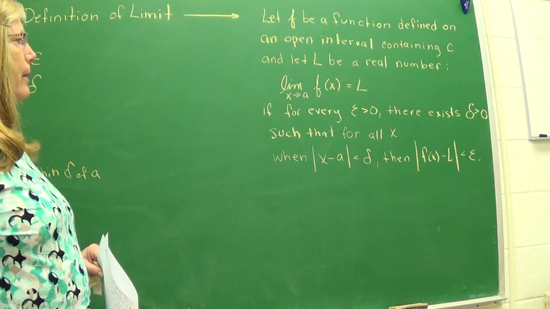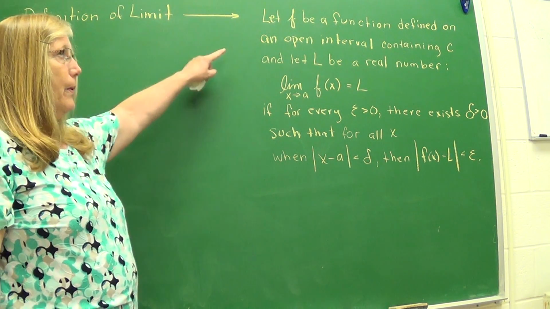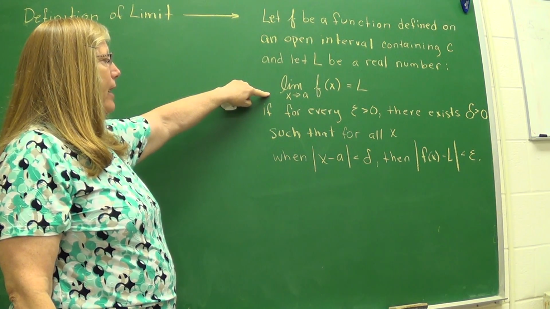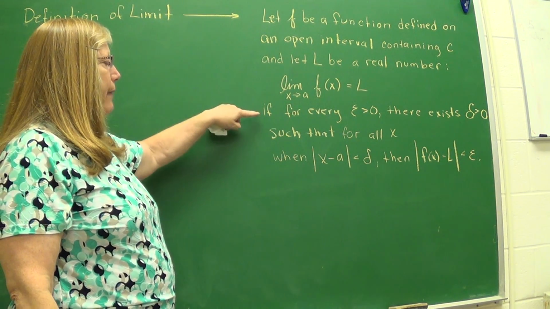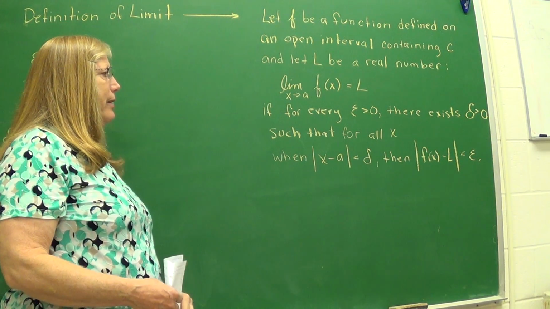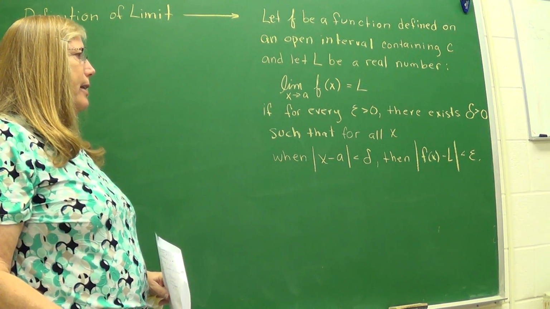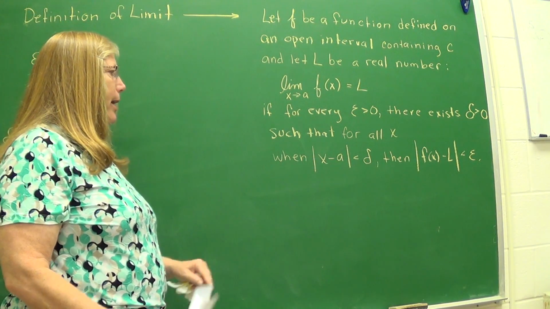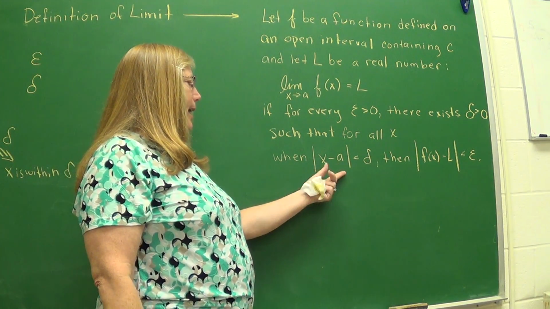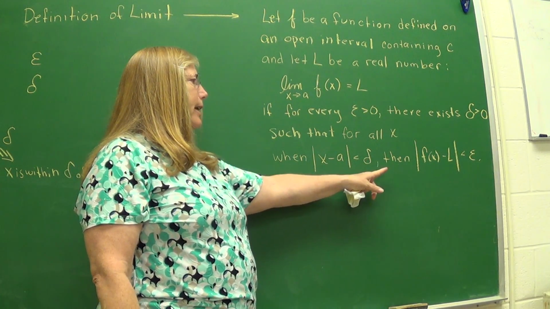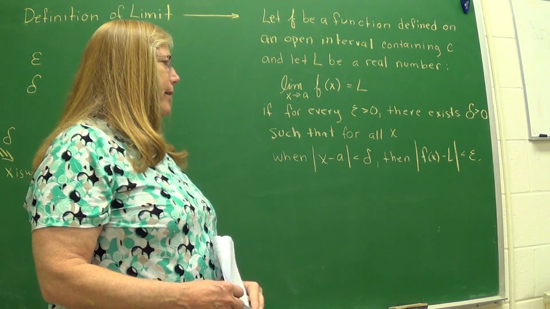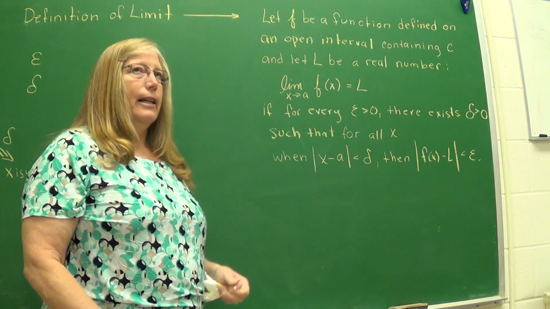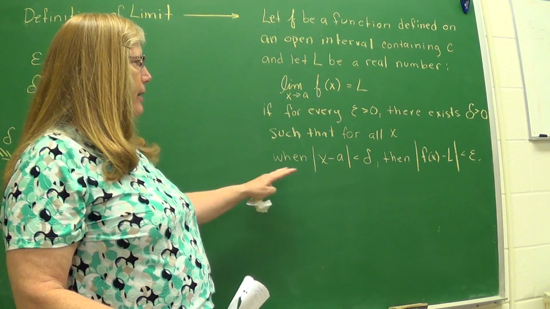Let L be a real number. Given those parameters, the limit as x approaches a of f of x equals L if, for every epsilon greater than 0, there exists a delta greater than 0, such that for all x, when the absolute value of x minus a is less than delta, then the absolute value of f of x minus L is less than epsilon. So I've given you a picture of that, and hopefully that is clear now.